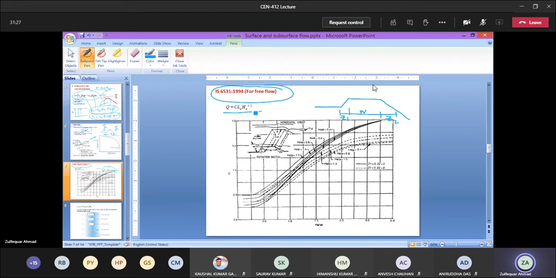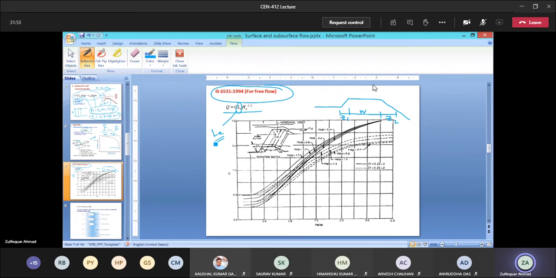LE is the effective clear waterway, right? It's not the clear waterway, this is the effective clear waterway. I will explain it to you. And HE is the head. So there is no difference as far as HE is concerned. But here is a difference: in place of L, we are using the effective waterway. I will discuss with you what this effective waterway actually means.